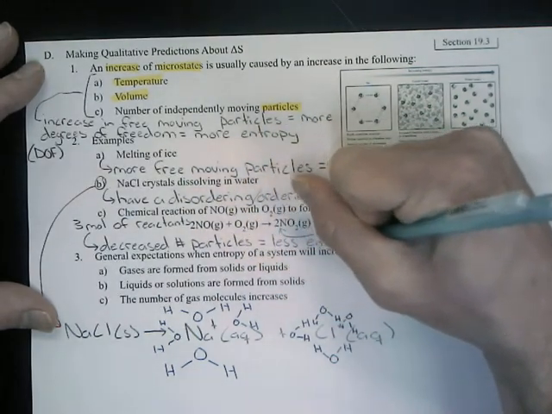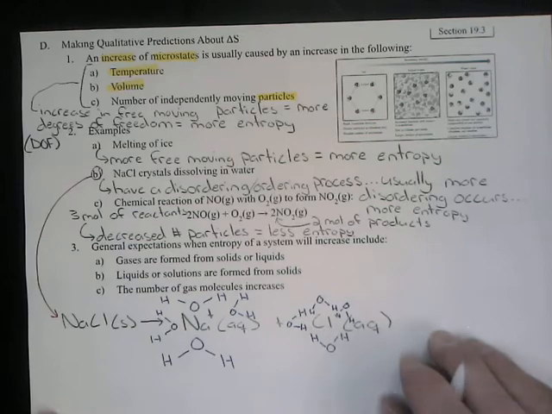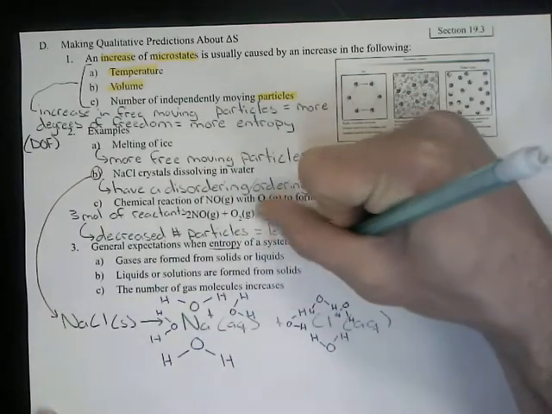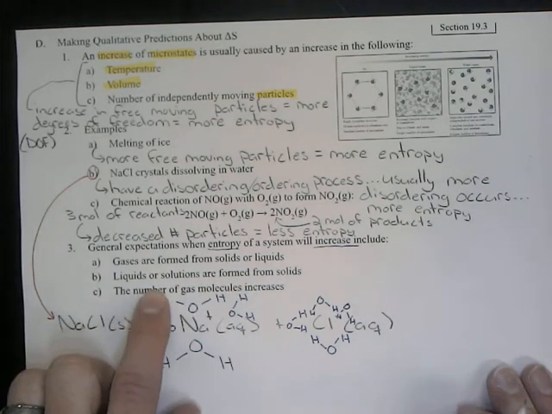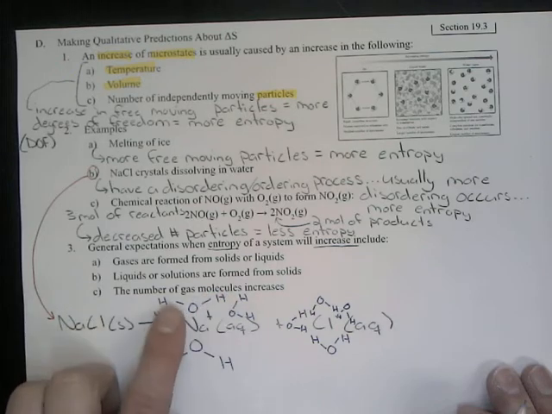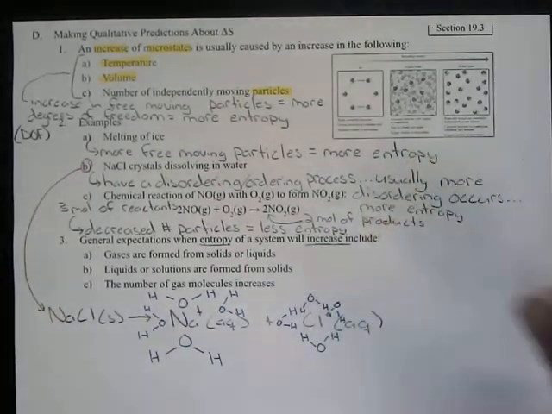And then we get down to these guidelines here. It says normally entropy of a system will increase, so we might want to highlight these. Entropy increases when gases are formed from solids or liquids, when liquids or solutions are formed from solids, or when the number of gas molecules increases. So let's take that into consideration. I know there's a lot here, and I jammed a lot of information in. Let's take that information and apply it to some additional examples.